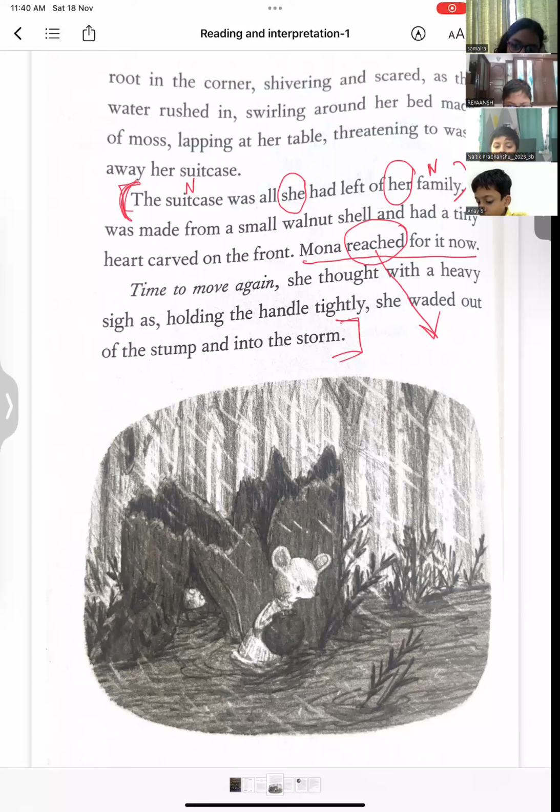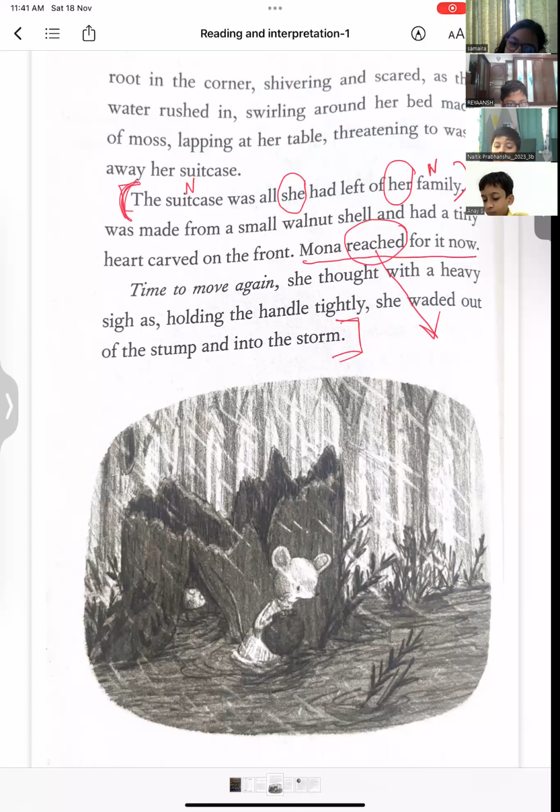The whole paragraph has been written in which tense, children? Ma'am, past. How do you know that? We have to identify the verb in any sentence and then see which tense it is in. That's the simplest way to do that. Time to move again, she thought with a heavy sigh, with a heavy heart. Holding the handle tightly, she waded out of the stump and into the storm.